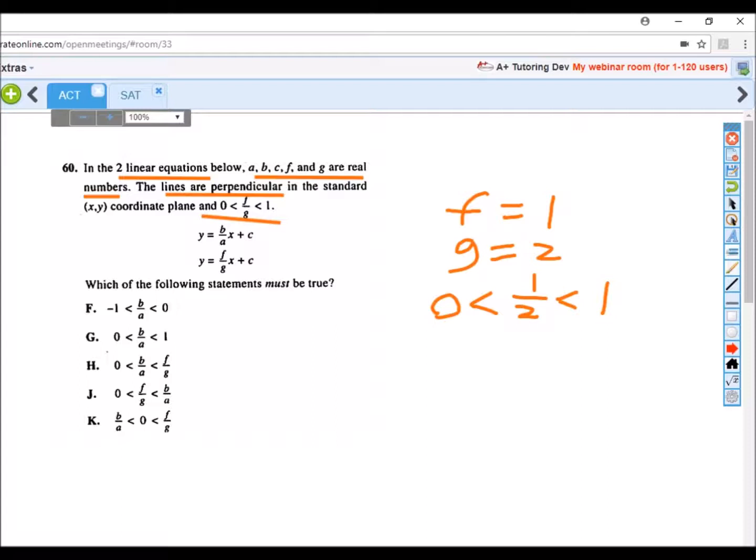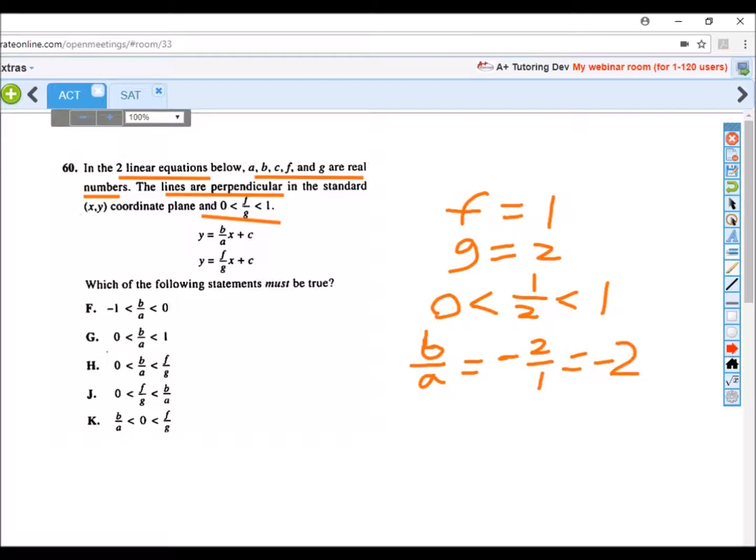What we have to do is focus on the rest of the information. The lines are perpendicular, so b over a is going to be the opposite reciprocal of 1 over 2. Opposite means it's negative, and reciprocal means it's 2 over 1 instead of 1 over 2. The reason I picked those two numbers is because it's easier to solve that way. Negative 2 over 1 can just be simplified as negative 2.